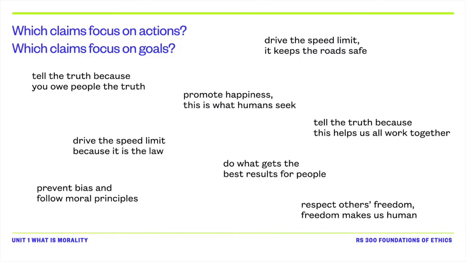This is a list of moral claims. Let's look at one of them. Drive the speed limit because it's the law. When we look for the three parts of the moral claim, we're only going to find two of them here. Drive the speed limit, that's what they're asking us to do, and because it's the law. That's the rationale for what they're asking us to do. The diagnosis, what's wrong here, is not explicitly mentioned, though it is kind of implied. It would seem that someone has not been driving the speed limit.